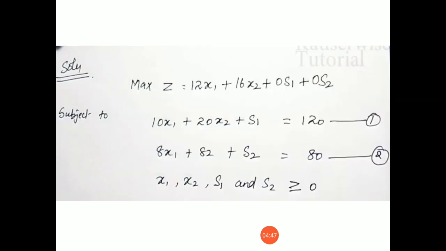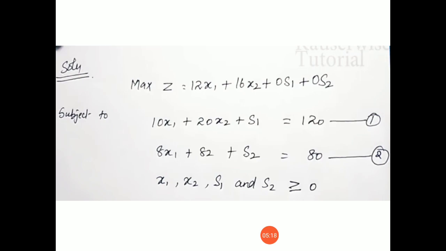As you can see in this slide, I have introduced the slack variables s1 and s2 into the objective function. Now my objective function has become z equal to 12x1 plus 16x2 plus 0s1 plus 0s2. And below, I have written the two equations that I told you how to obtain.